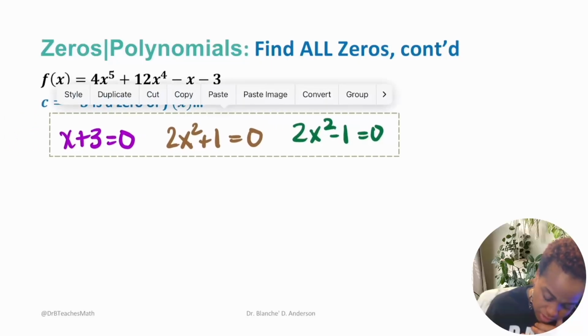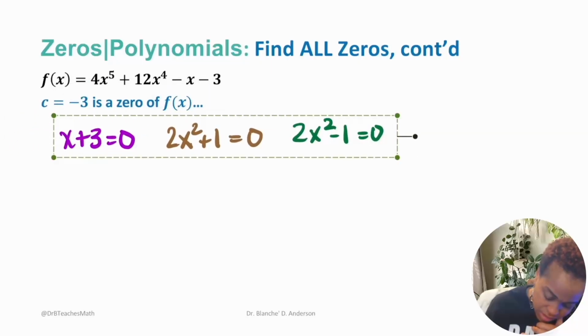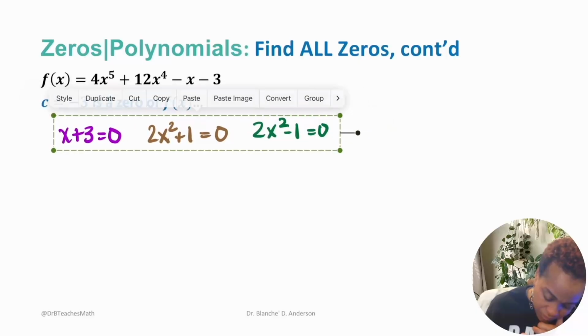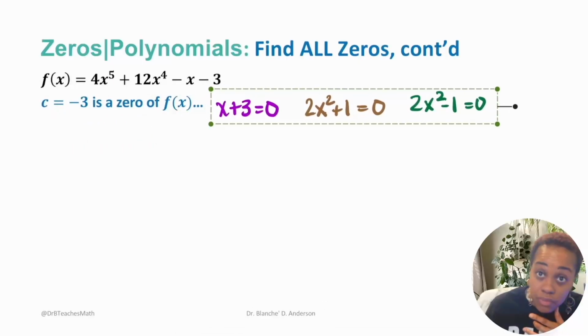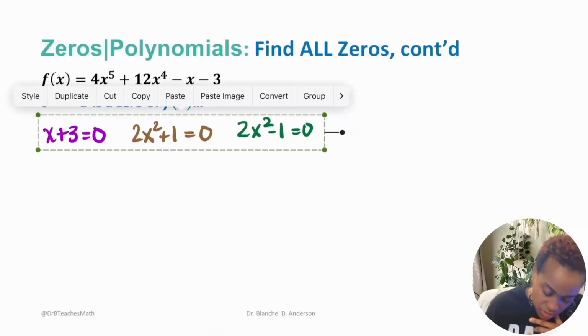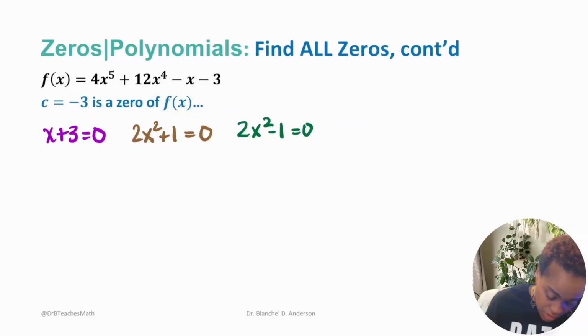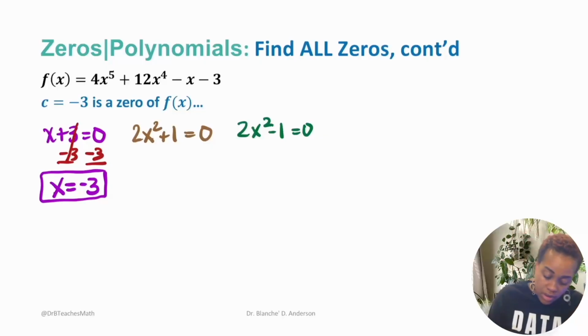All right, so now let's do the math. We can put it right here. So let's solve each of these for x. Okay, so I'm going to subtract 3. I'm left with x equals negative 3. So we know that's 1. So we need 4 more.